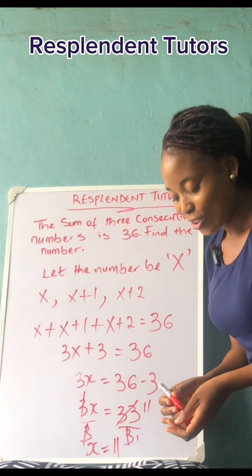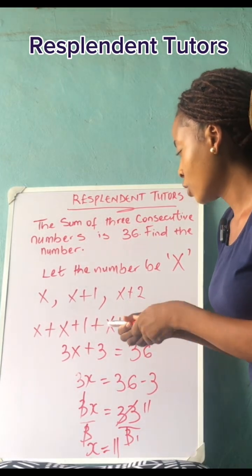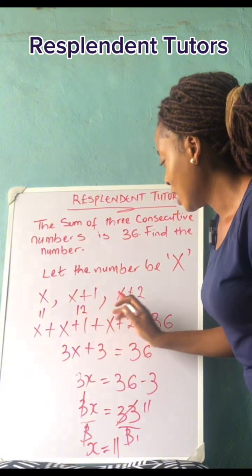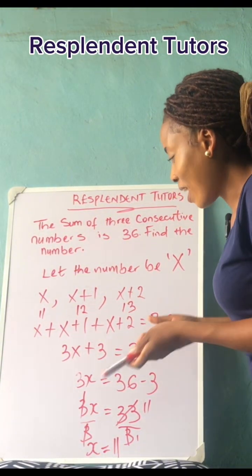Was that not easy? So now we know what our x is. When our x is 11, we come back to this value here. So thank goodness there's a little space here. If this is 11, then this is 11 plus 1, which is 12. This is 11 plus 2, which is 13. Do you understand? So voila, we have our answers.